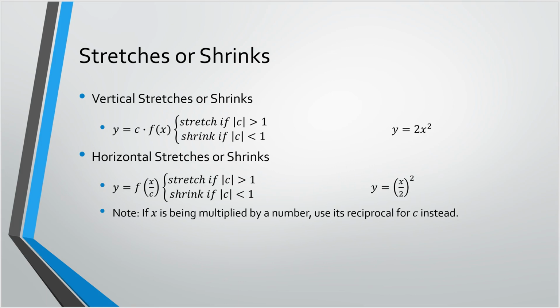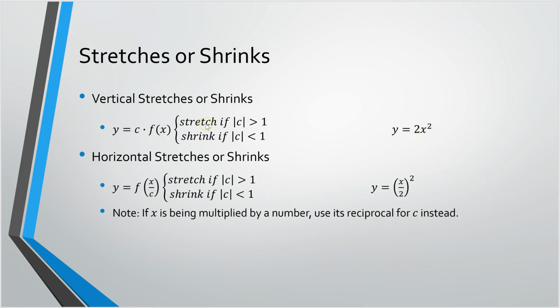Now for the hardest set of transformations, we have the stretches and the shrinks. And again, these can be done either in the vertical direction or in the horizontal direction, depending on where the number is being multiplied or divided. So first, let's look at the vertical stretches and shrinks. If you have a number being multiplied by the entire function, so if your function's x squared, it would be something like having a 2 times the x squared.